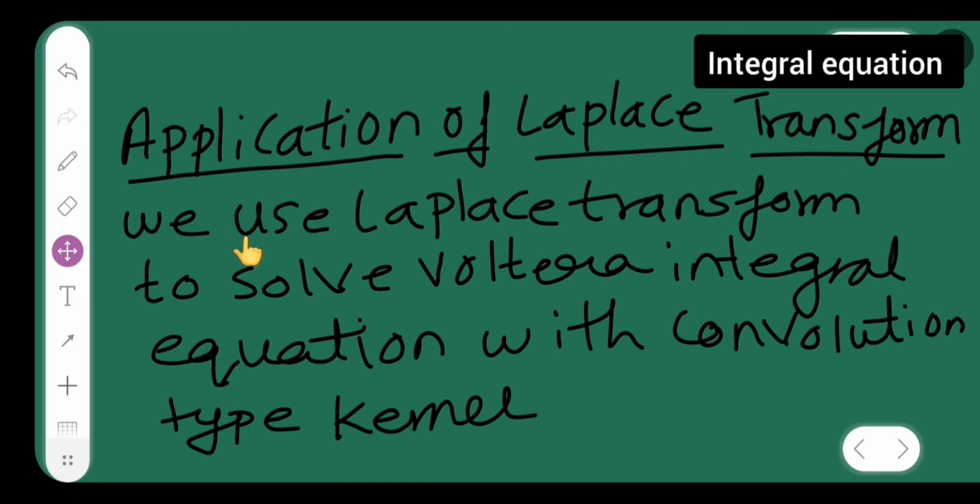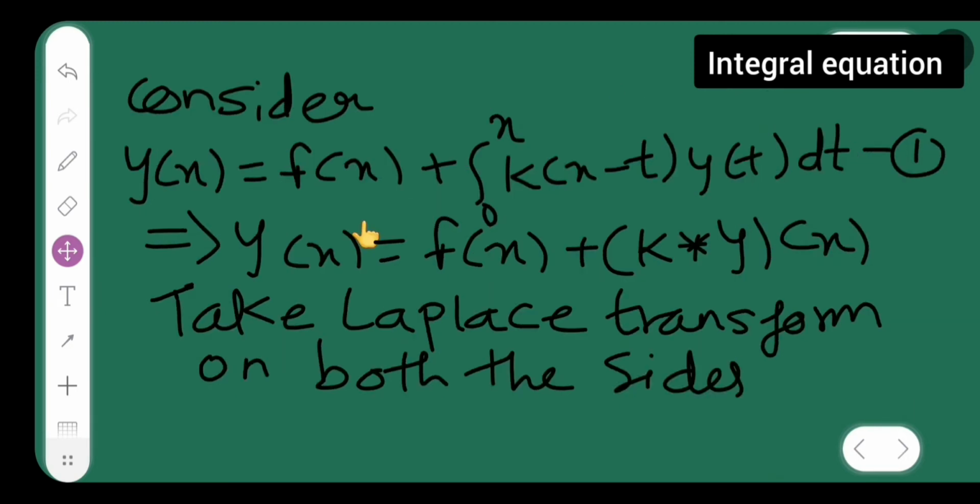Now we use Laplace transform to solve Volterra integral equation with convolution type kernel. What you'll have to do is consider y of x is equal to f of x plus integral from 0 to x k of x minus t y of t dt, and take this as equation 1. Now this implies y of x is equal to f of x plus, now this integral I am writing in terms of k star y of x.